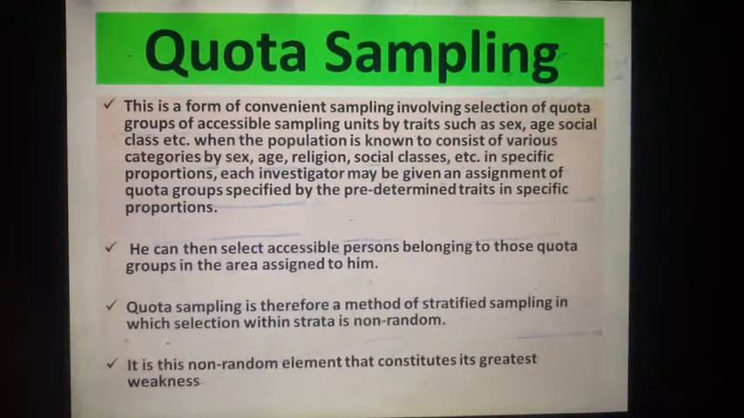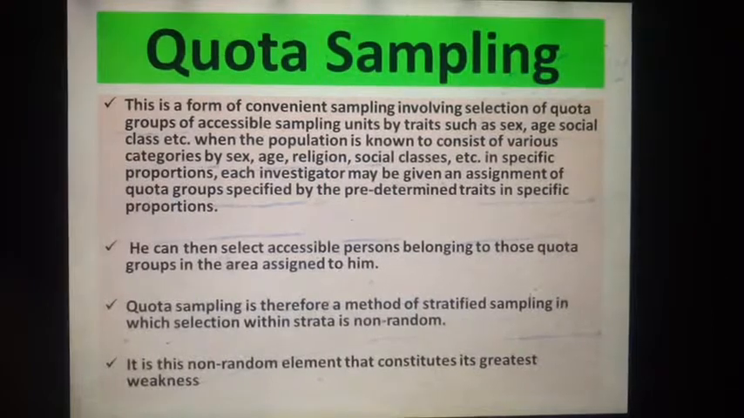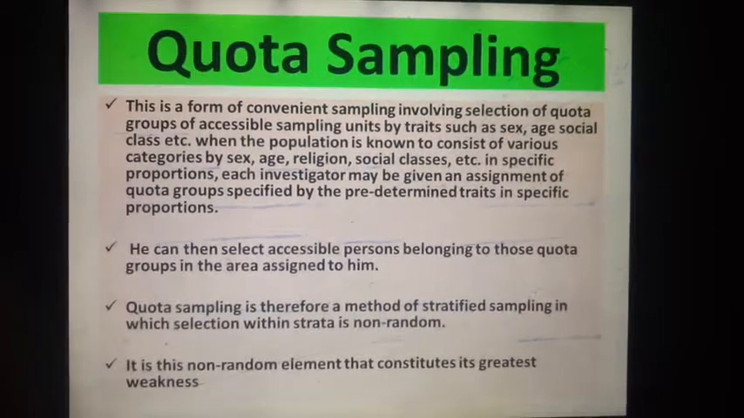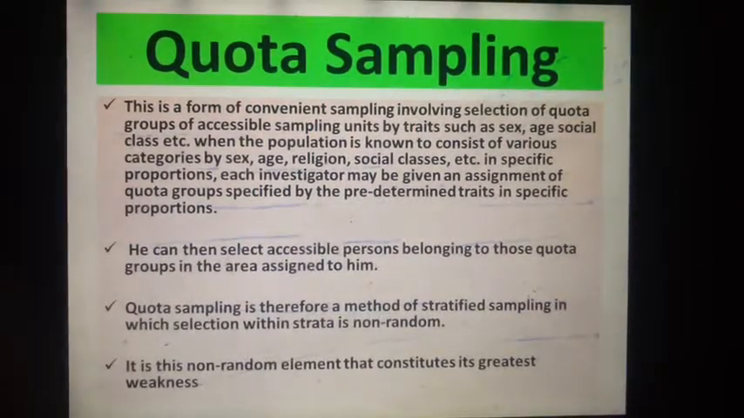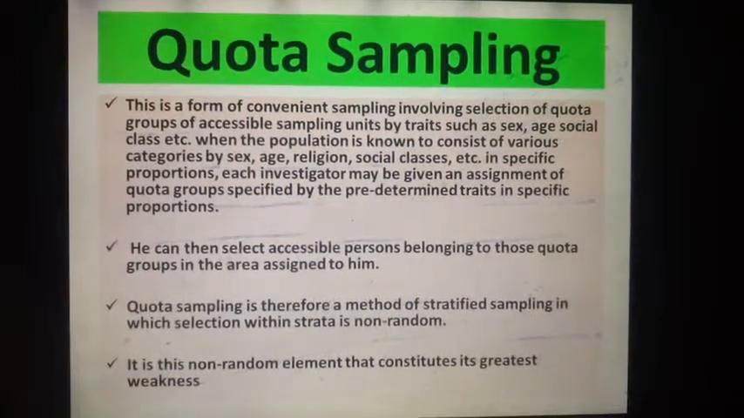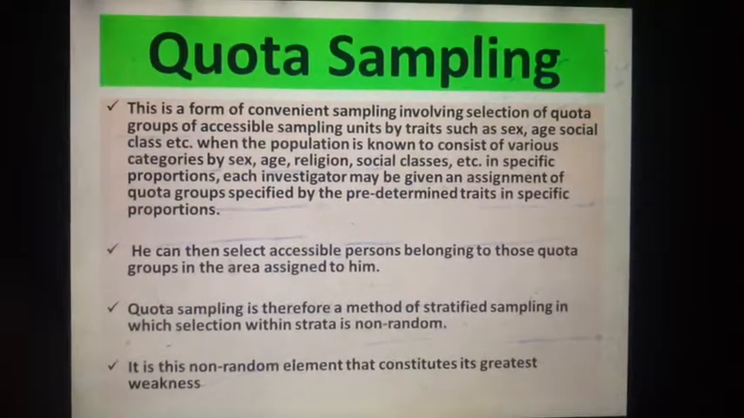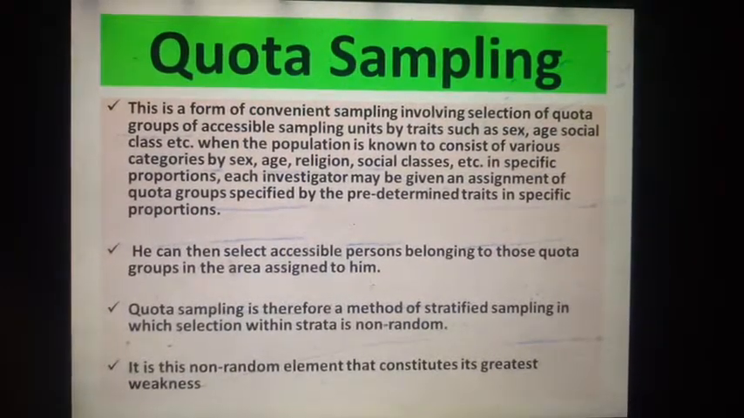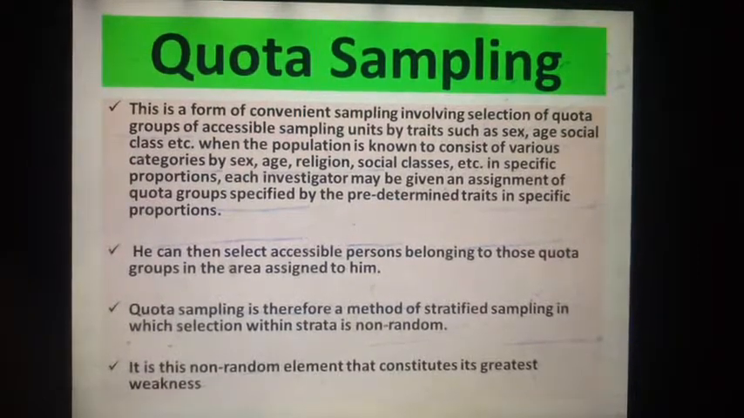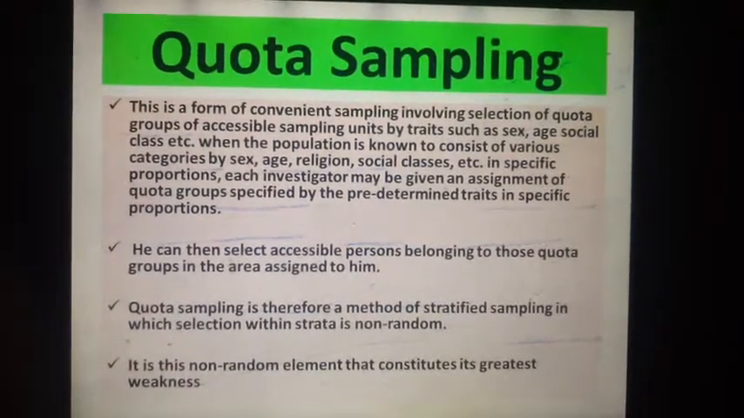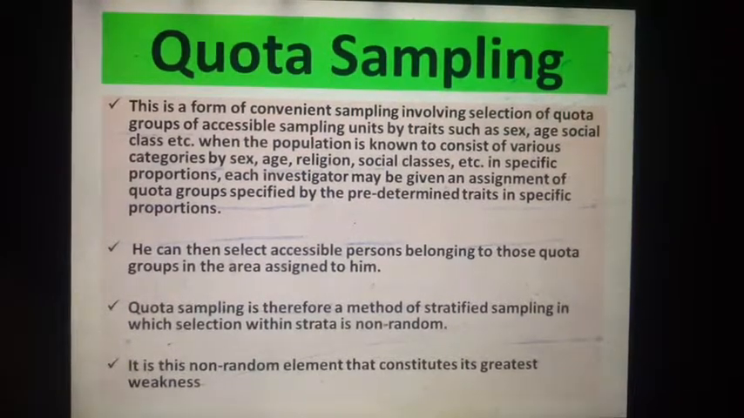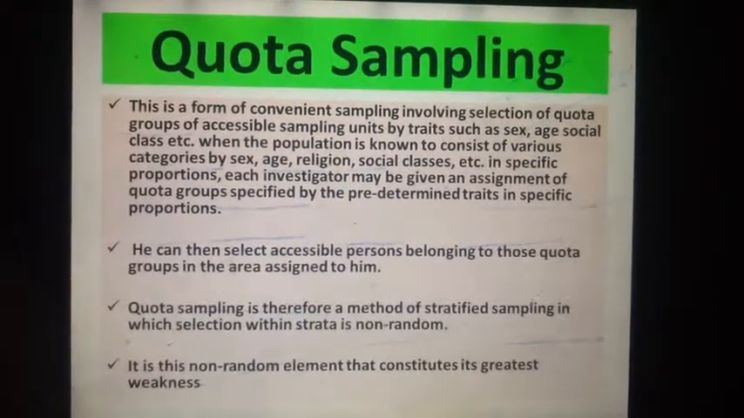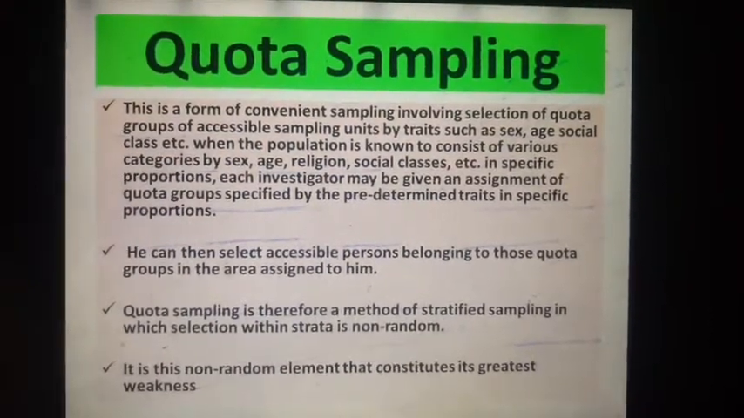This is a form of convenience sampling involving selection of quota groups of accessible sampling units by traits such as sex, age, social class, etc. When the population is known to consist of various categories by sex, age, religion, social classes, etc. in specific proportions, each investigator may be given an assignment of quota groups specified by predetermined traits in specific proportions. He can then select accessible persons belonging to those quota groups in the area assigned to him. Quota sampling is therefore a method of stratified sampling in which selection within a stratum is non-random. It is this non-random element that constitutes its greatest weakness.